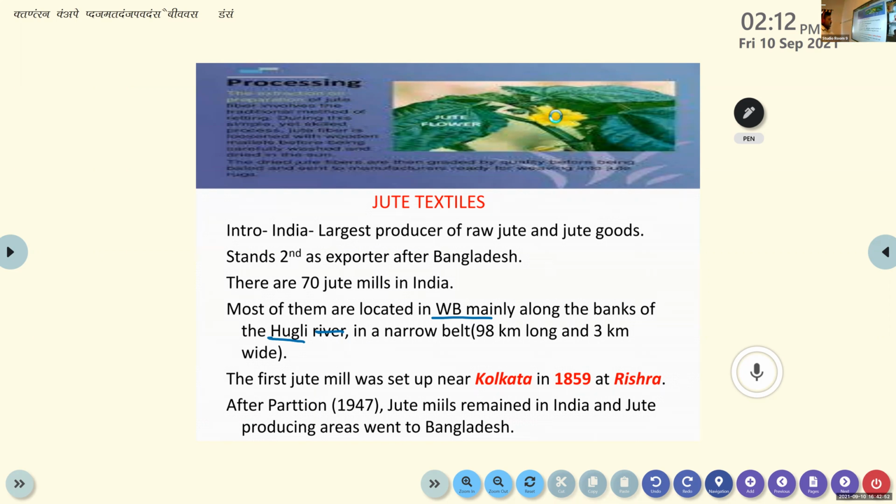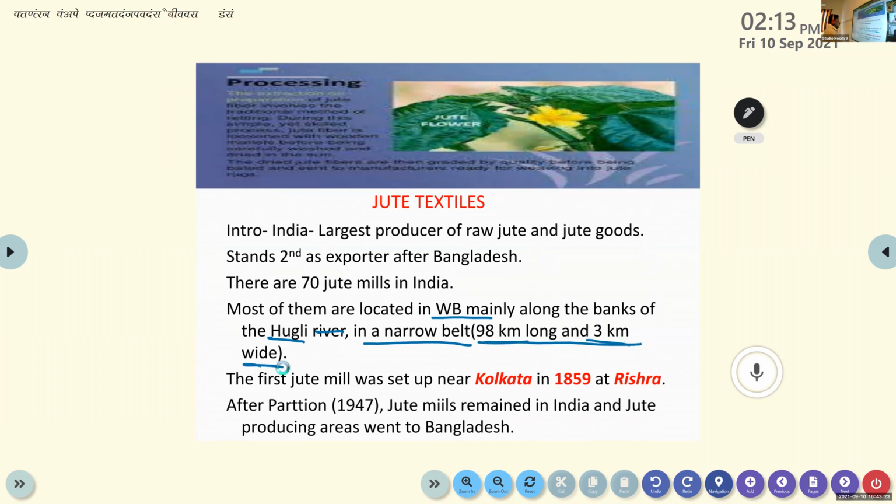Next one. On the banks of the Hooghly River, it is a very narrow belt, nearly 98 kilometers long and 3 kilometers wide. In this particular area, jute grows in abundance, with plenty of jute cultivating areas in the locality, nearly 90 kilometers long and 3 kilometers wide.